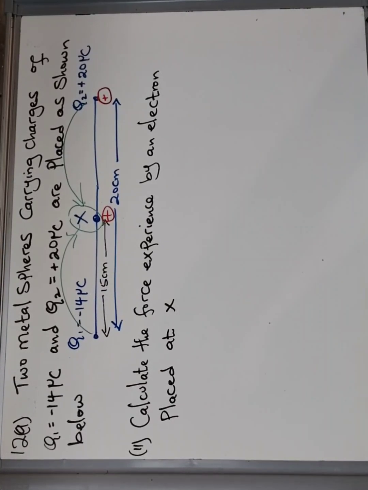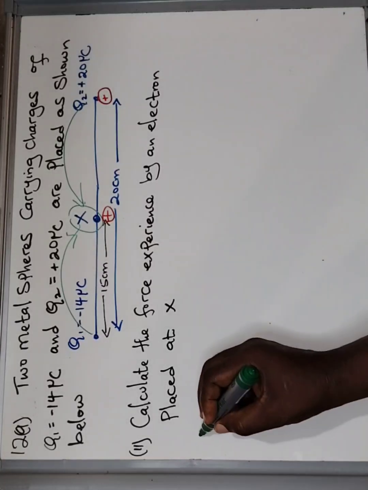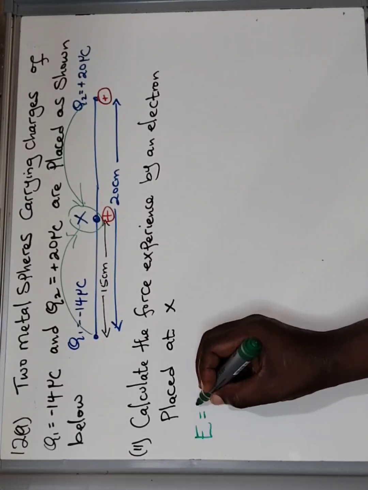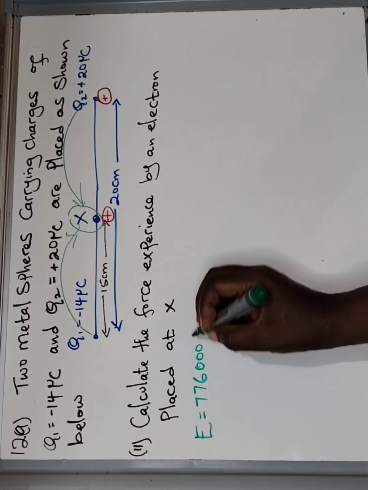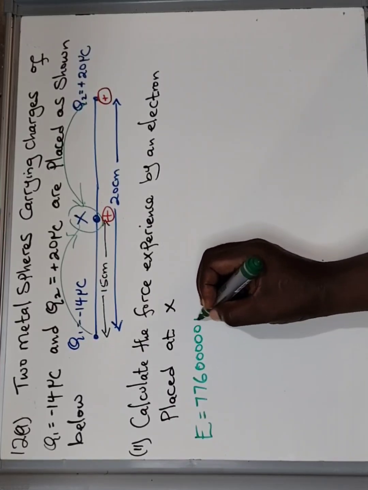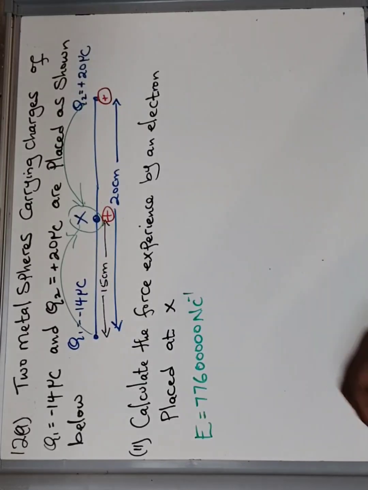So then comes this question. It says, calculate the force experienced by an electron placed at X. Okay, so what do we know about point X? We know E at X. We found it as 77,600,000 newton per coulomb.